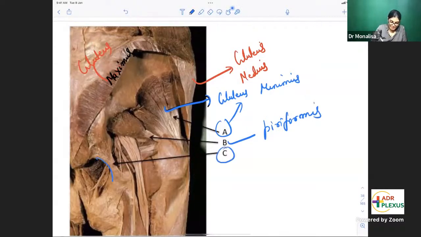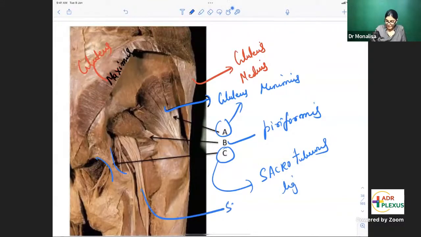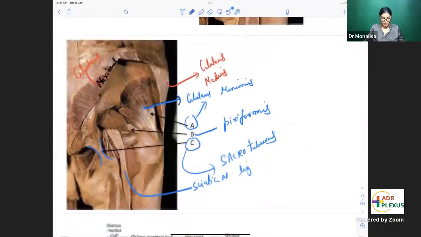And C here is the sacrotuberous ligament. This is the sacrotuberous ligament, and this is the sciatic nerve. So yes, absolutely correct. Let's move on to the next.